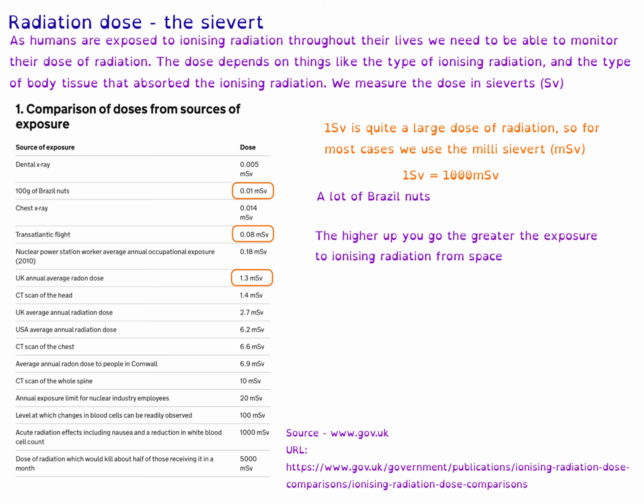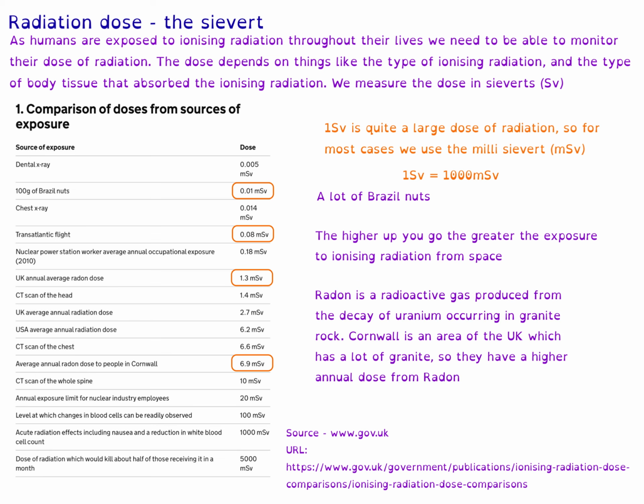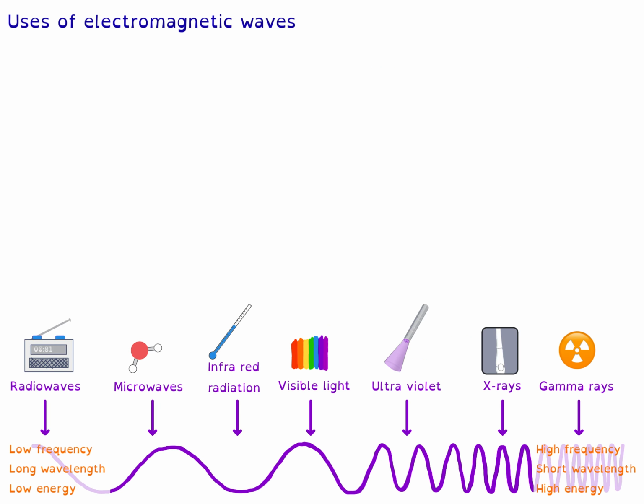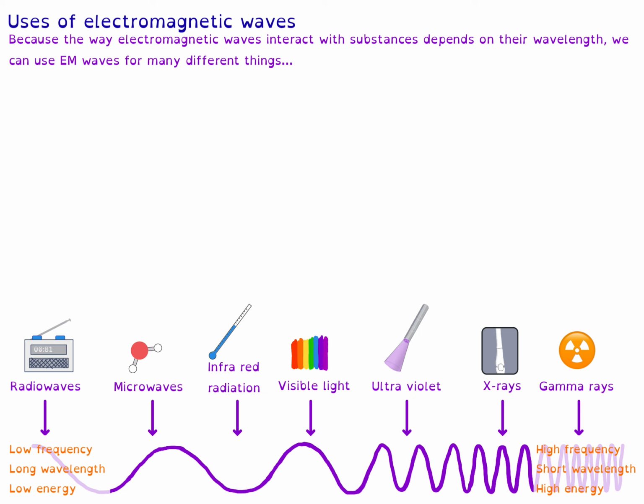The average annual radon gas dose and the average annual radon gas dose for people living in Cornwall are slightly different. Radon is a radioactive gas produced from the decay of uranium occurring in granite rock. Cornwall is an area of the UK which has a lot of granite, so they have a higher annual dose from radon.